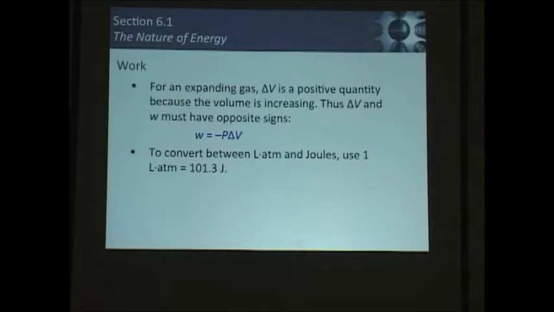So work done for an expansion of gas, you see that the change in volume is a positive quantity because of the increasing volume that's in expansion. Thus, delta V and W must have opposite signs. So in other words, that is the proper representation of the work done, to also bring in the sign in work energy.